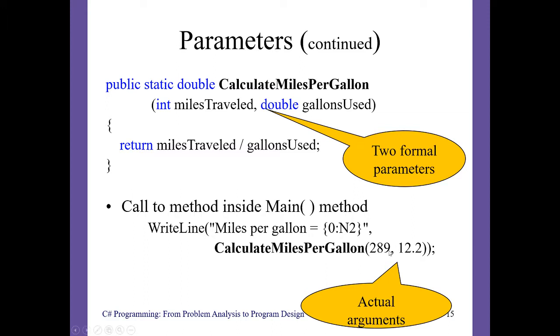So now these become the arguments, the actual data that's being sent in to these parameters. Notice that the arguments have to be in the same order, the same data type as the parameter definition in the method.